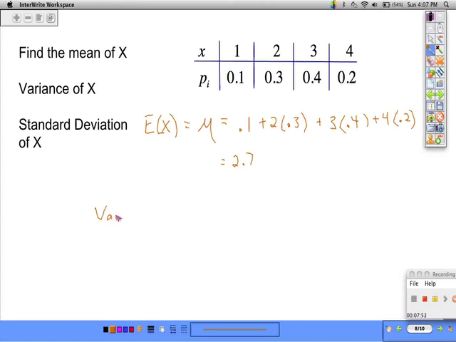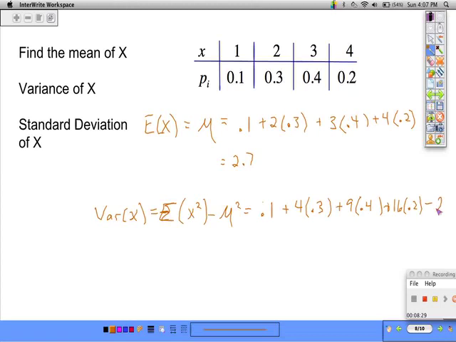The variance of our random variable is also equal to the expected value of x squared minus the mean squared. So 0.1 plus 4 times 0.3, remember x squared, plus 9 times 0.4 plus 16 times 0.2 minus the mean squared. And this is equal to approximately 0.81. And so the standard deviation is equal to the square root of that. So the standard deviation is approximately 0.9.